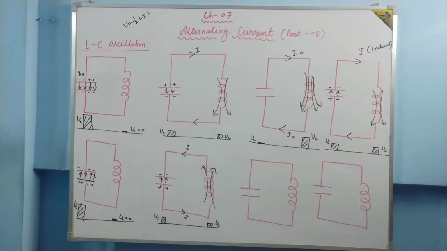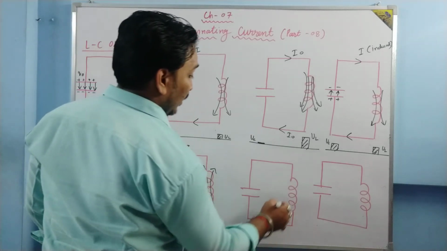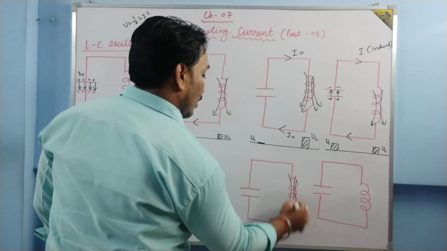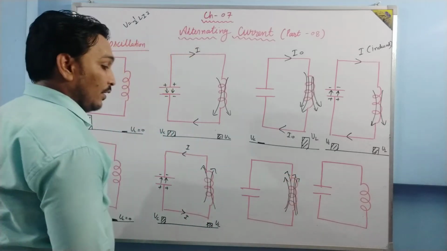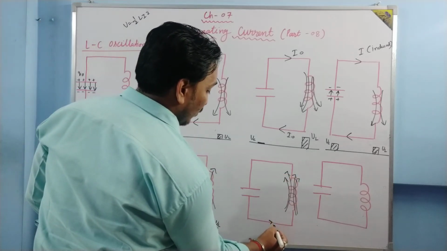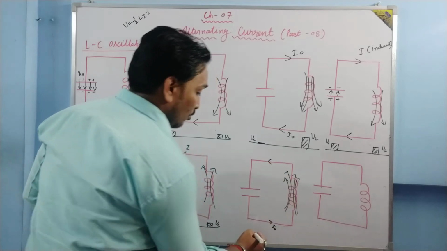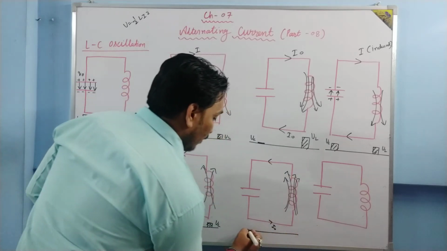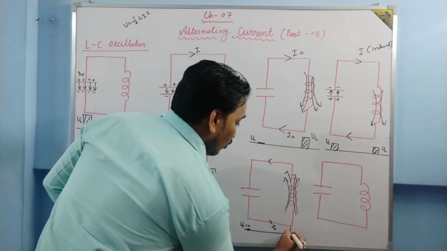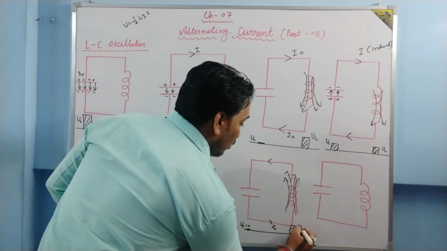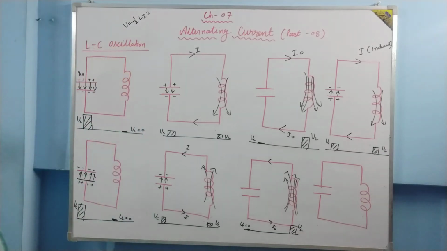After a while, what happens? The capacitor discharges itself completely, and the magnetic flux will be in this way. The current reaches its maximum value I naught. And in this situation, the energy of the capacitor is 0. UC is 0 in this case, but UL has its maximum value. And again, the same concept happens.